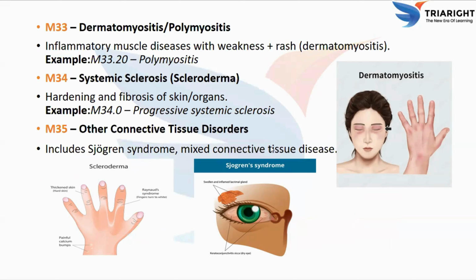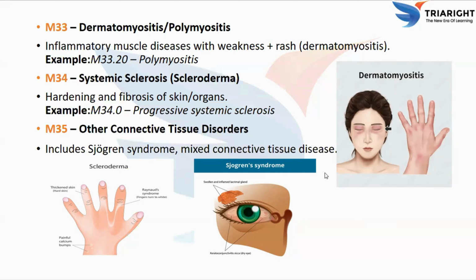So coming to the M33 code, it describes dermatomyositis and also polymyositis. What are these conditions? They are inflammatory muscle diseases. They can cause muscle weakness, especially in the shoulders and hips. Dermatomyositis also includes a skin rash, while polymyositis does not. Why does this happen? The immune system mistakenly attacks its own muscles.